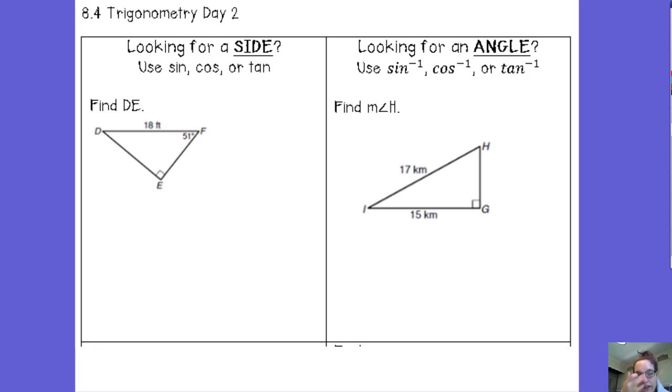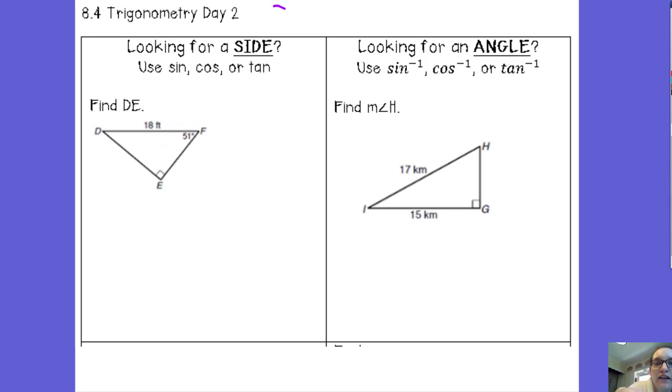Okay, so today we're going to learn about how to use trig to find not only missing sides, which is what we did yesterday, but also how to find missing angles. So we have learned if you're looking for a side, you're going to use sine, cosine, or tangent, depending on where your angle theta is and depending on which sides you're given and which sides you are looking for.